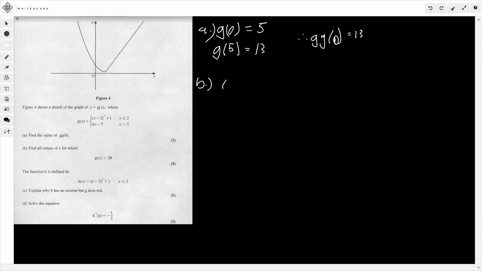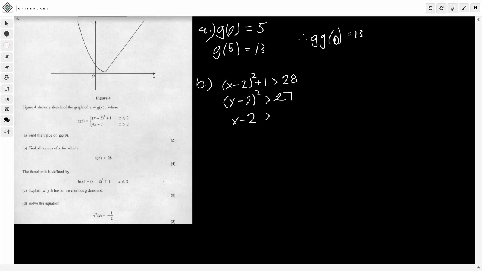So what we have is x minus 2 all squared plus 1 is bigger than 28. So what we can say is that x minus 2 all squared must be bigger than 27. So I'm taking that 1 across here. So now, let's have a go at solving this. So we're going to take the square root here, right? So if we take the square root, that's going to give me x minus 2, the square root of the left-hand side is going to be bigger than the square root of 27.